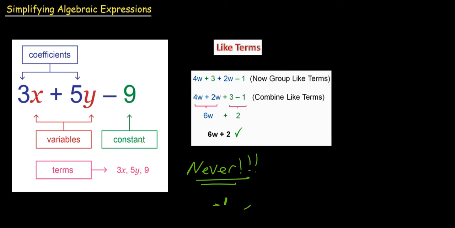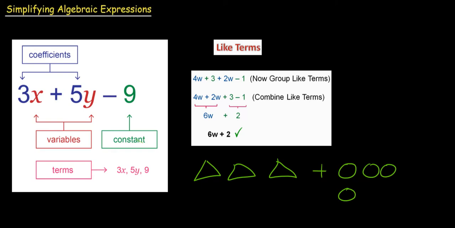Also, we never ever add unlike terms. So for instance, we cannot do 5 plus 3 is 8xy minus 9. Okay, we can only collect or group like terms. Let me just give you another example of this because it's a really important concept. Say for instance we have 3 triangles and we add together 5 circles and we subtract $9.